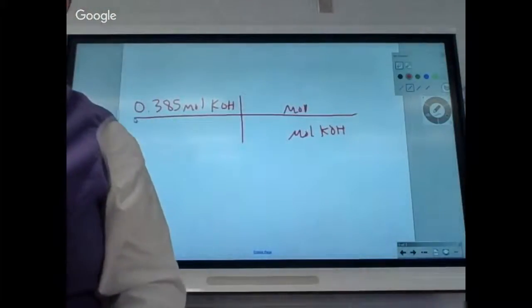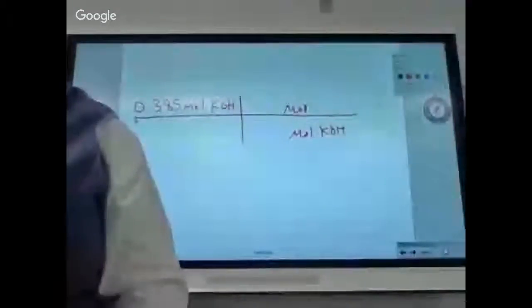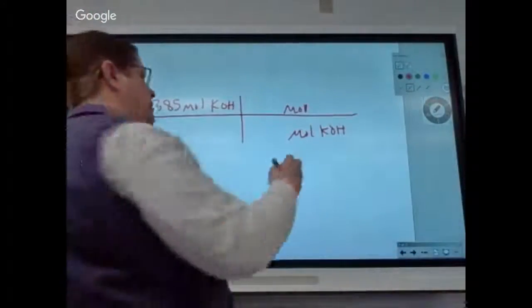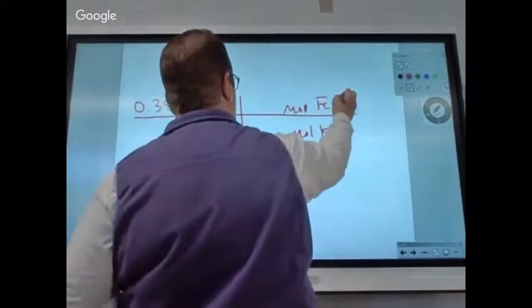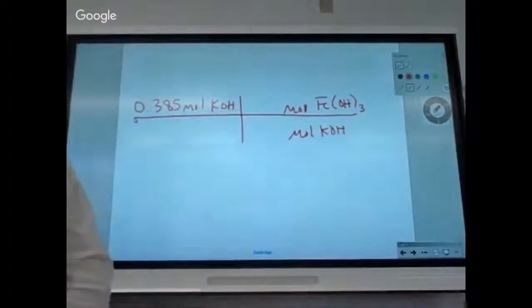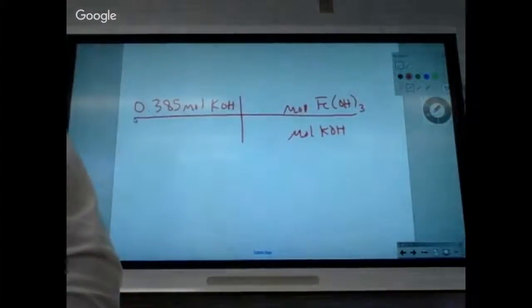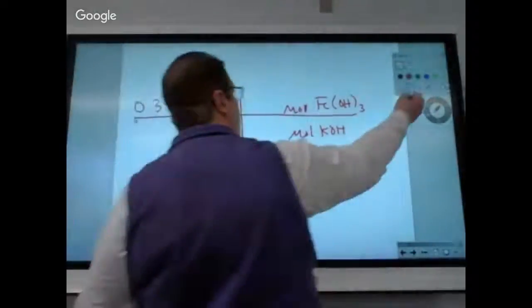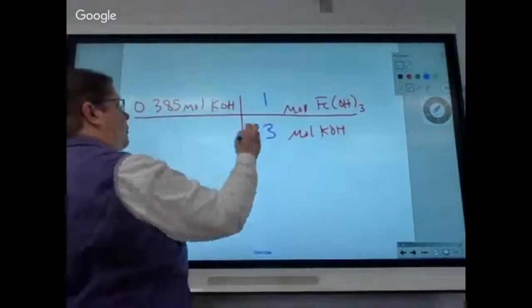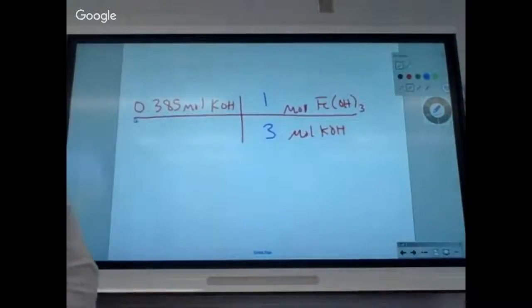All right, iron is Fe, and hydroxide is OH. So if you look at the balanced equation, iron hydroxide is the one that's Fe(OH) with a 3. Does that make sense? Okay, so to get your coefficients for your moles, what number is in front of Fe(OH)3? 1. And what is in front of KOH? So to calculate, we're just going to divide.